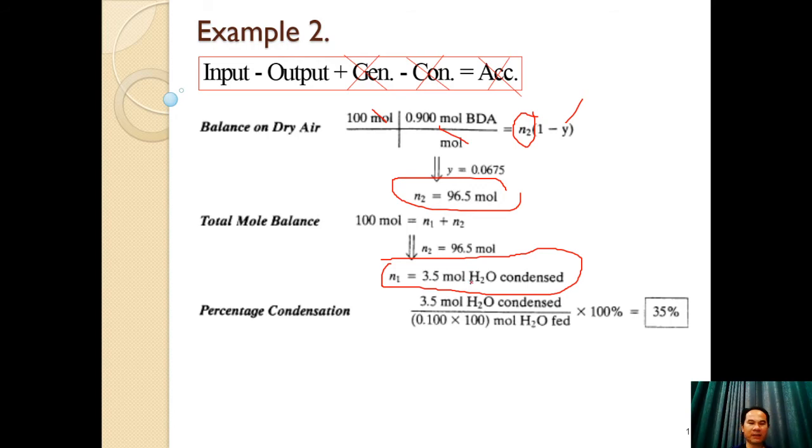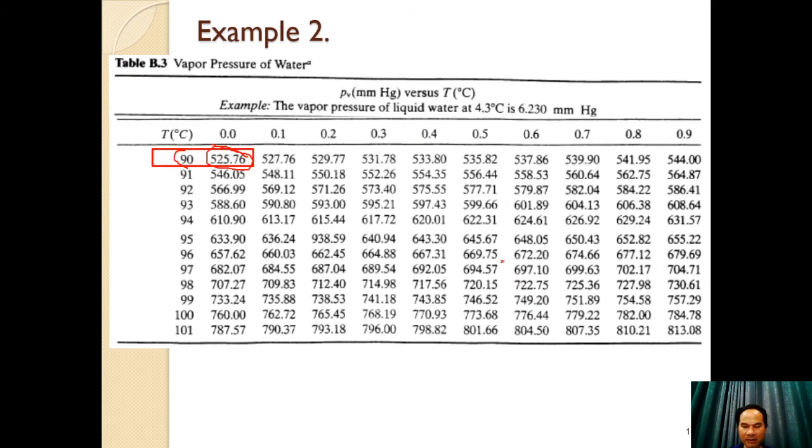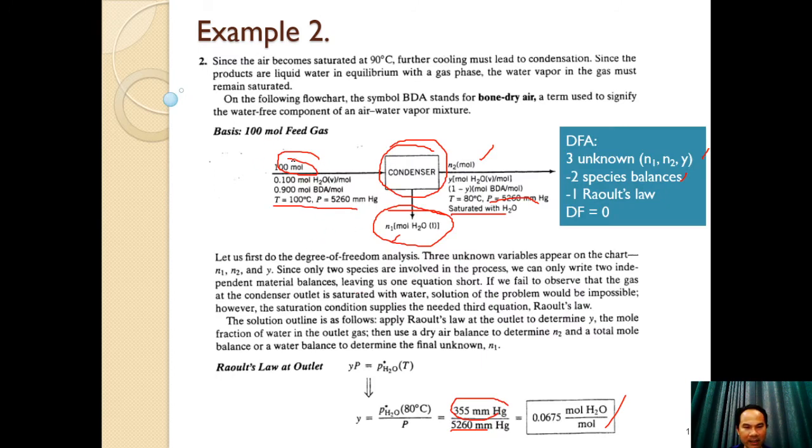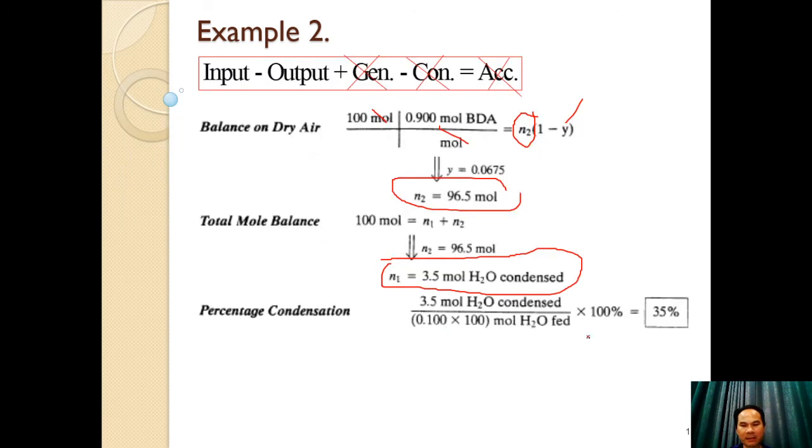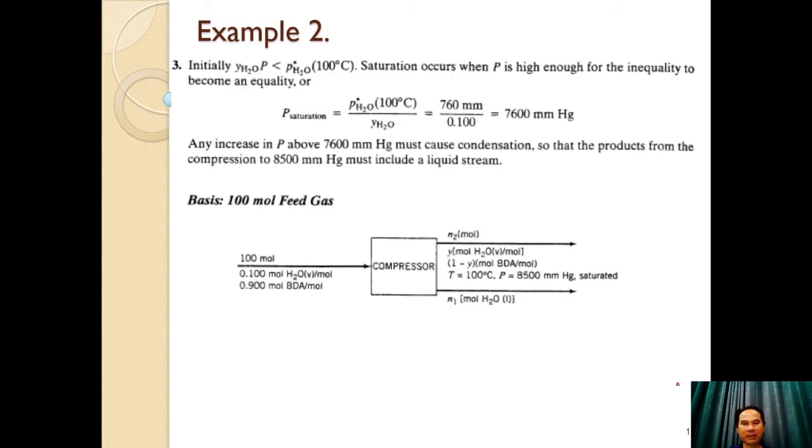What is water in the feed? Water in the feed is 0.1 multiplied by 100, that's right, which is 10 mole. And then you multiply by 100%, you get 35% condensation. Okay.